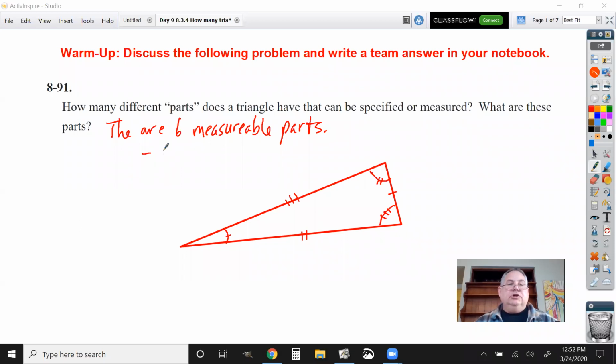All right. So of the 6 parts, there are 3 angles that are measured in degrees, and there are 3 sides that are measured in units, like inches, centimeters, feet, whatever. So those are the 6 parts.